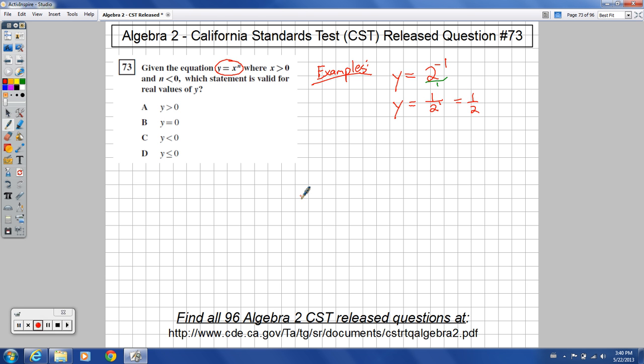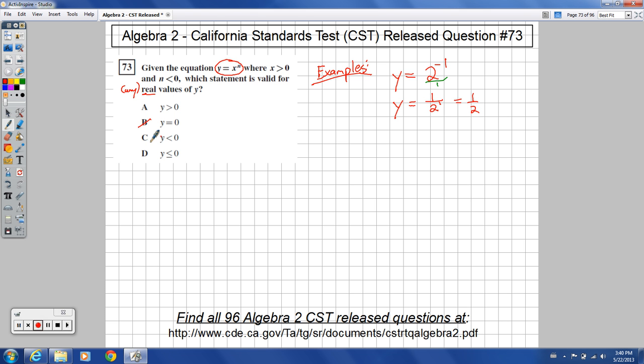Does that effectively eliminate any of our choices? Which statement is valid for real values? And we can assume that the way it's worded, we can say basically any real values of y. Is this going to be greater than 0? It looks like yes, that might be the answer. Is it equal to 0? No, not equal to 0.